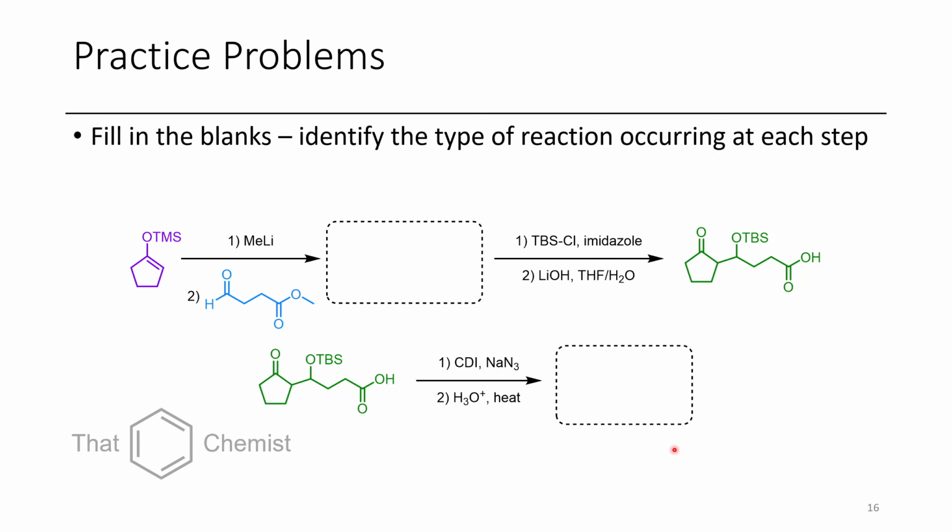So I'll give you a couple practice problems for this lecture. These will be 2 multi-step synthesis problems, and at one stage or another, you're going to need to demonstrate how you could make an amine using one of these activated amide rearrangement reactions. So this is the first problem. Just fill in the blanks and identify the type of reaction occurring at each stage.